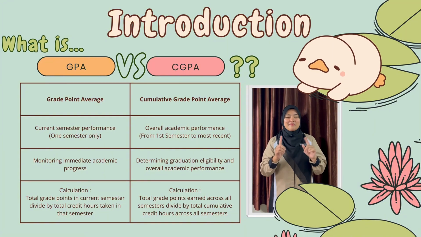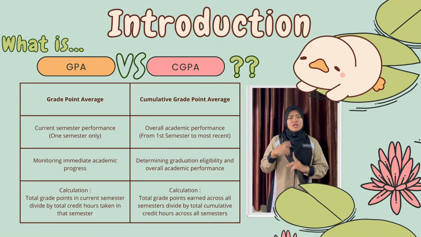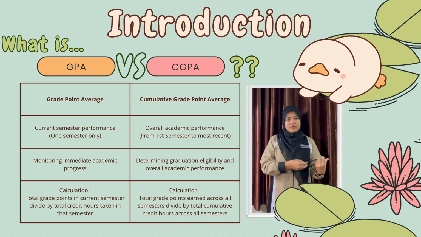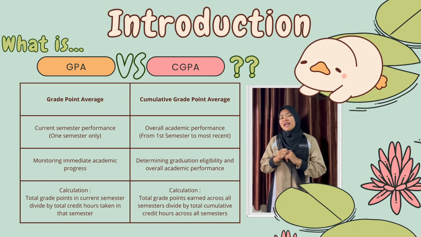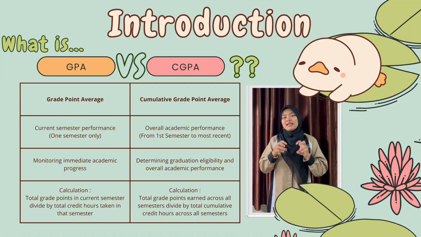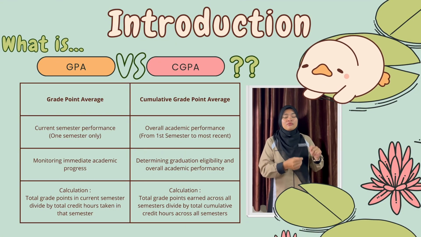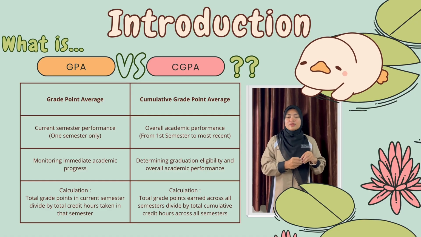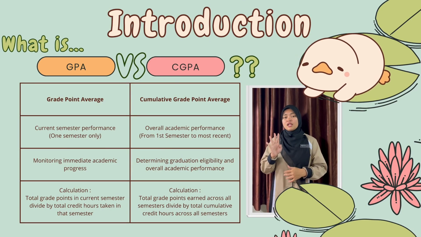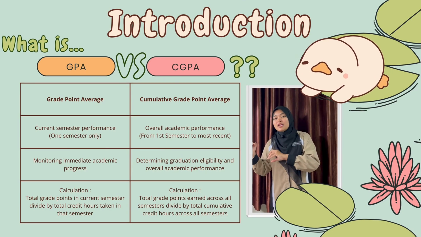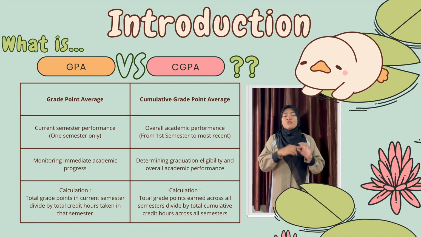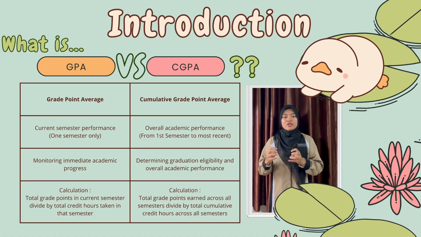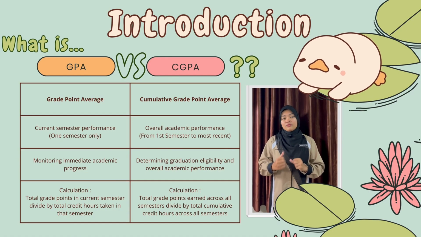Before we start calculating, let me tell you the meaning of GPA and CGPA. GPA stands for grade point average, while CGPA stands for cumulative grade point average. The biggest difference is that GPA represents your performance in the current semester, while CGPA reflects your overall academic performance from your first semester to the current semester you are studying. Let's say you are a fourth semester student, your CGPA will be calculated from the first semester to the fourth semester. For the calculation part, it's almost the same, but we take note of the total grade points and also total credit hours. They are different for GPA and CGPA.